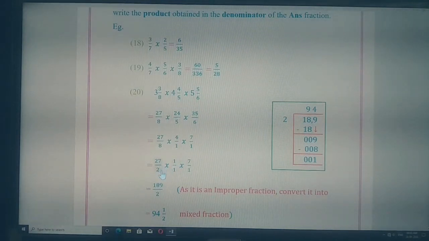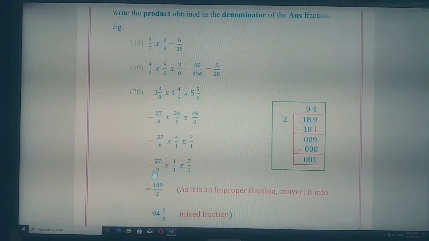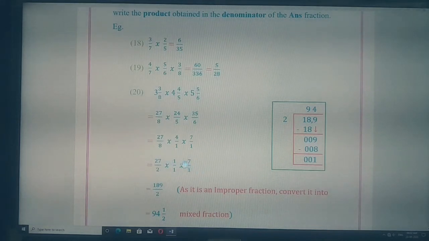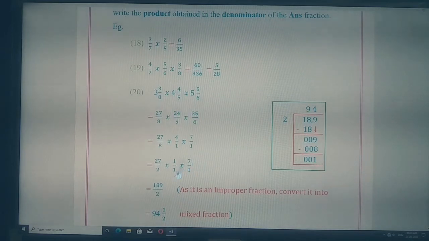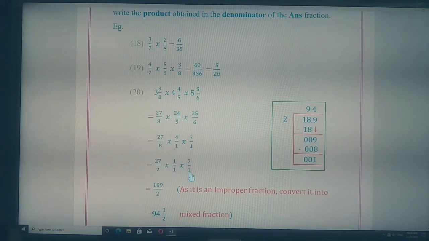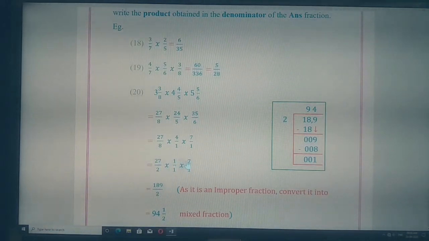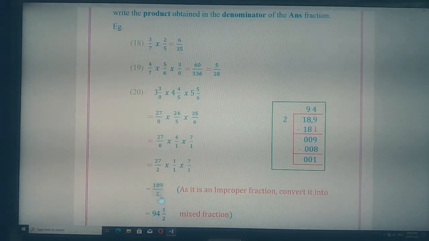Let us see the next step. 27 upon 2, 1 upon 1, 7 upon 1. Here 7 is a prime number. It cannot be cancelled with any number in the denominator. This 2 is also a prime number. So we just multiply the numbers in the numerator and the numbers in the denominator with each other. Numerators are multiplied with the numerators of the other fractions and denominators with the denominators of the other fractions. Here 2 into 1 into 1, our answer will be 2, and 27 into 1 into 7, 27 sevens are 189. 189 upon 2 is our answer for the next step.